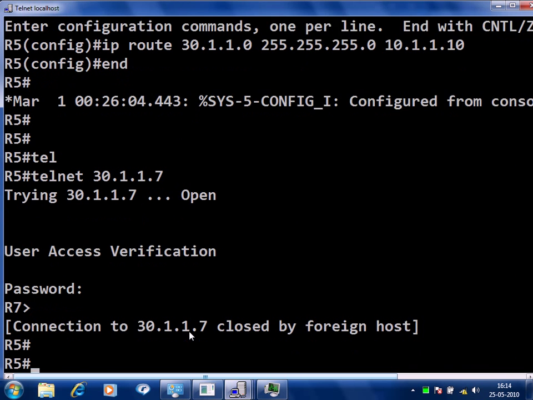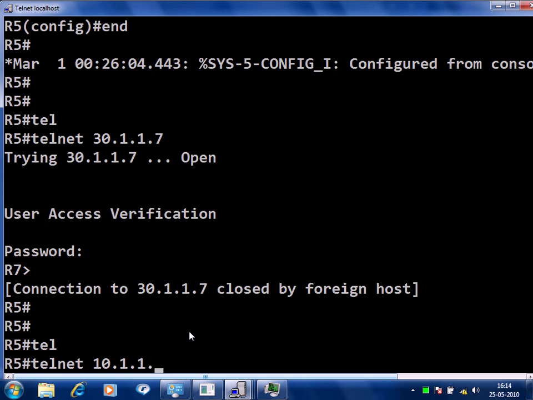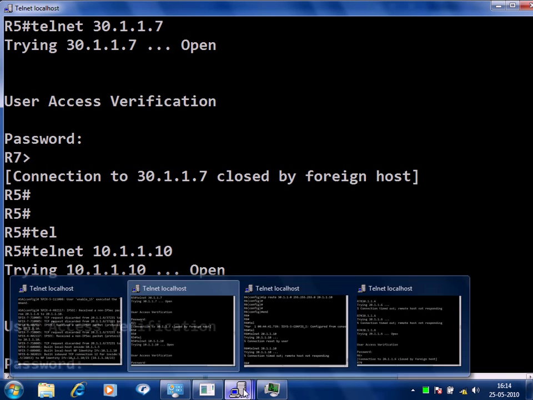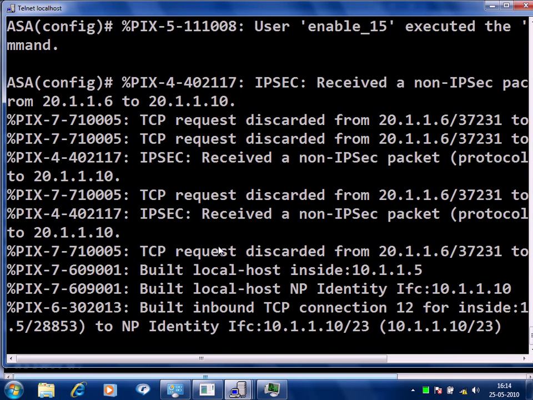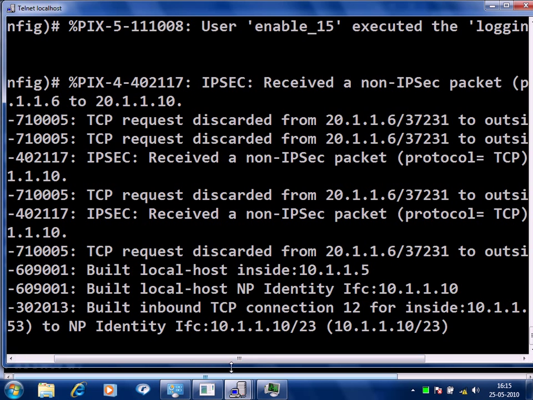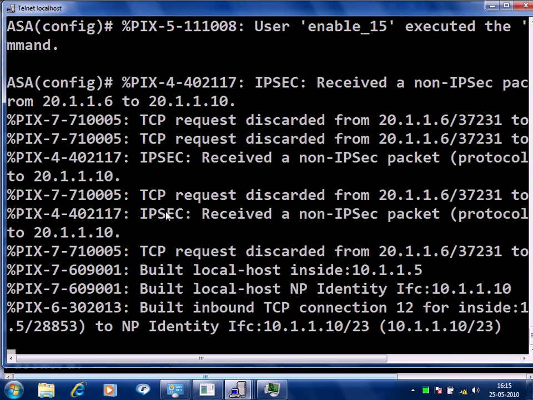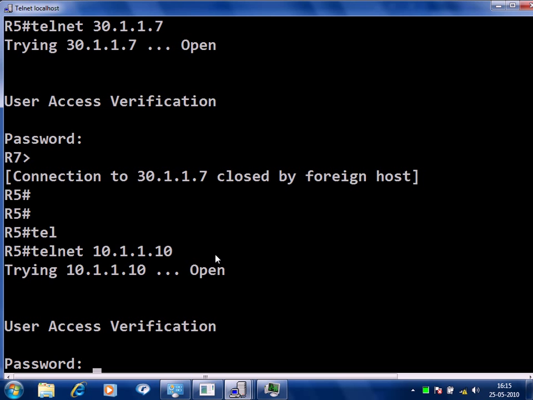But if you go to R5 and telnet, it gives the message non-IPsec traffic on the ASA. Where? Non-IPsec traffic. IPsec is a non-IPsec packet. I'll explain this in a moment, in one minute only. But R5, it got the access.